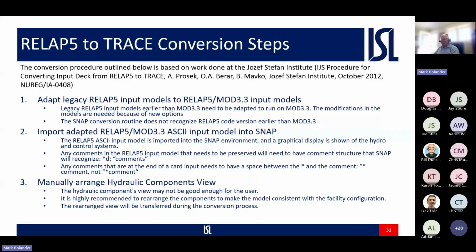Sometimes you'll see that your RELAP5 model will have comments at the end of a line. We ran into a case here where it was the asterisk and then the comment without any break between the comment and the asterisk. That didn't fly. SNAP didn't recognize that. So you'll need to go through and adjust any of your comments at the end of a line to have a space between the asterisk and your comment.